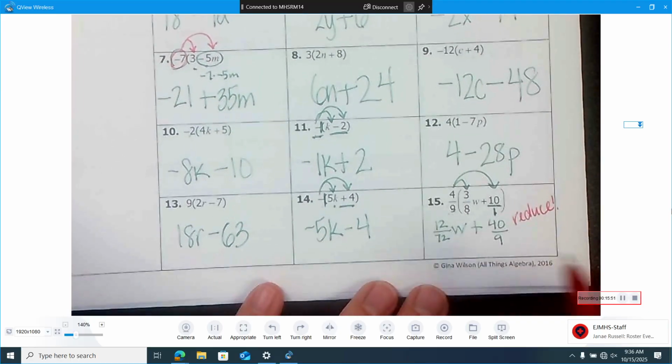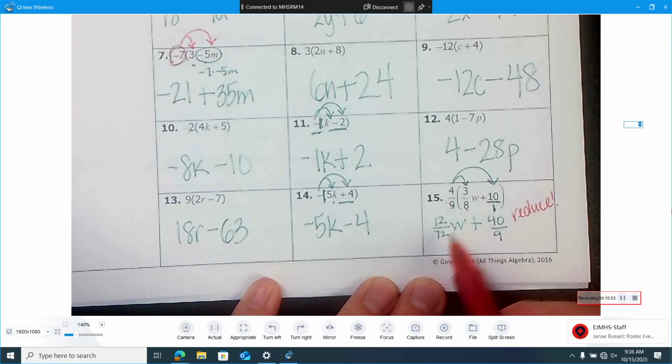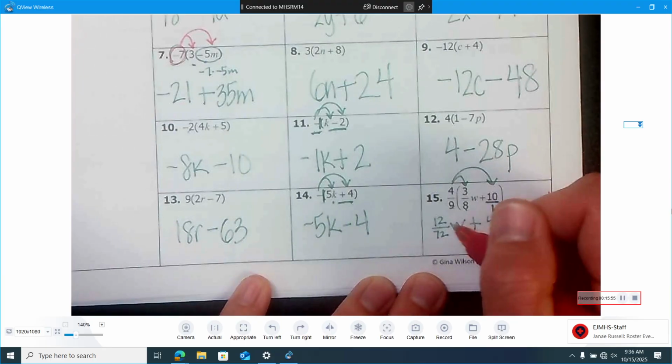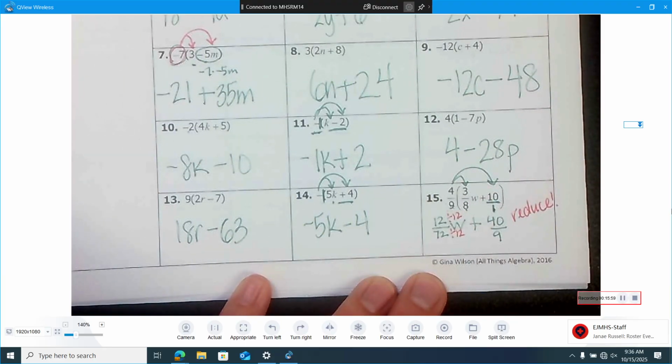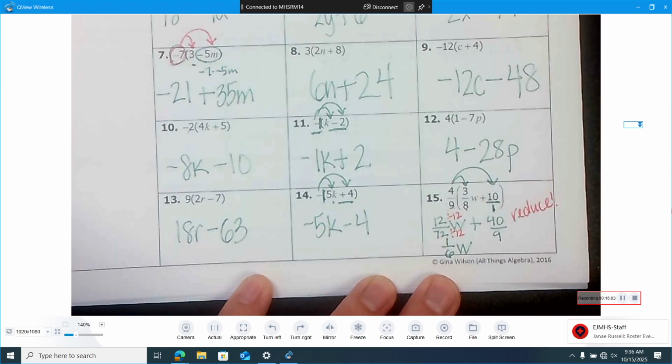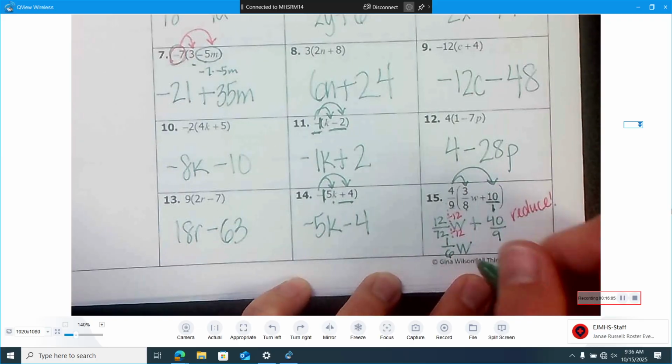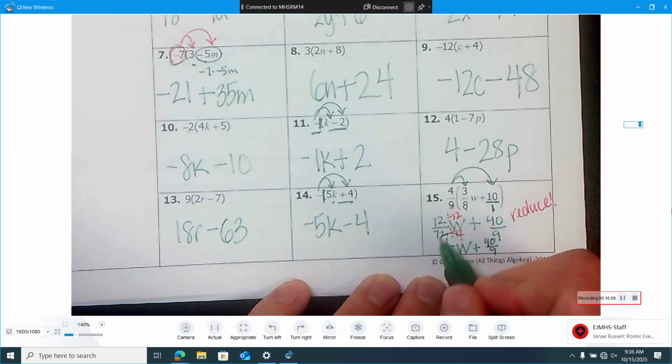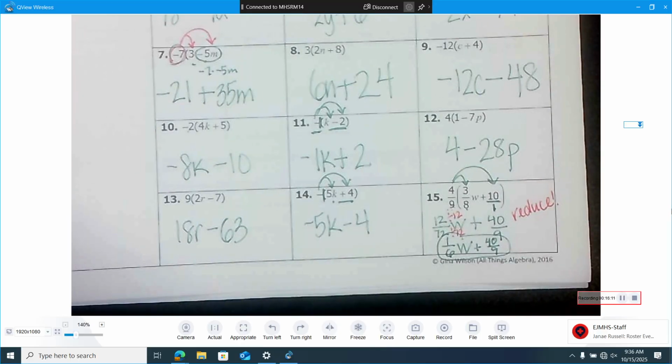And you can use your calculator, but 12 and 72 both divide by 12. So we're going to divide top and bottom by 12. That gives me 1 over 6 with a W. And 40 over 9 doesn't reduce, so it's just 40 over 9. And that's our answer. Pretty easy, really. Okay? So multiplying fractions is straight across, really, really easy.